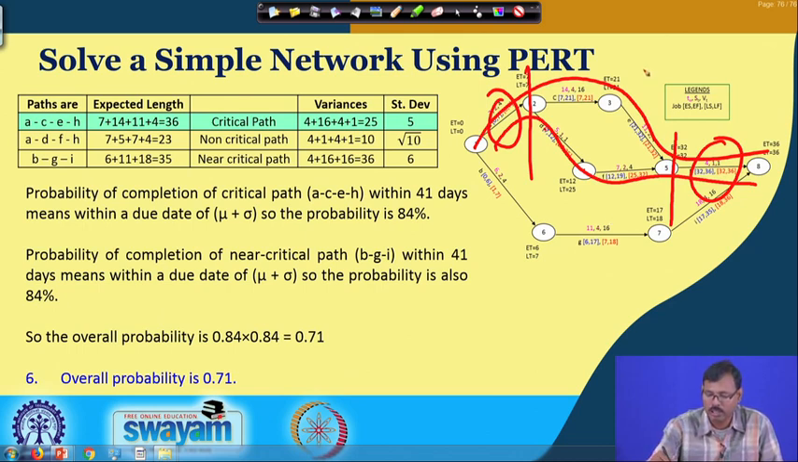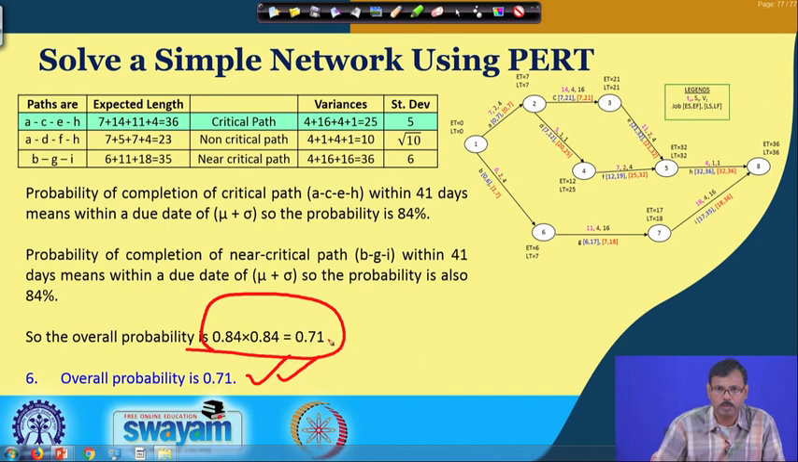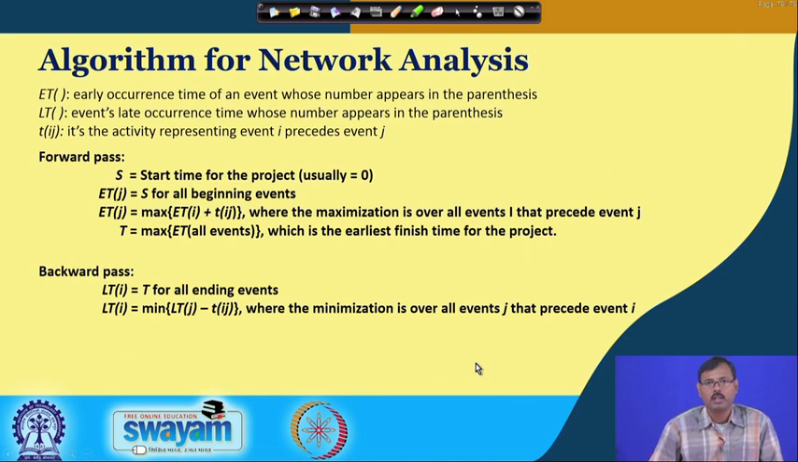So, this is the advanced portion of the network analysis. This is not within this syllabus, and in future that course it can be discussed further. So, in this case, for our sixth objective, the overall probability has been found to be 0.71 for the completion of the job by 41 days. That is why this is very important and this has to be considered.